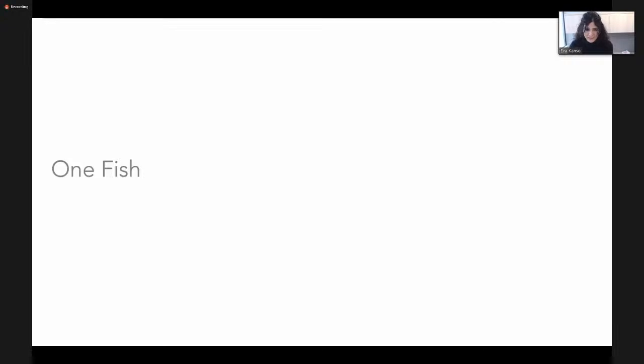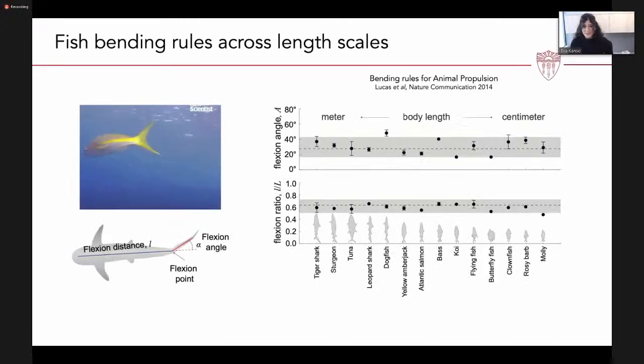So getting to my story, on one fish, the first story in my title. This is work that's inspired by a study led by Jack Costello of Providence College, where in 2014 they looked at all animal propulsors, or all surfaces that interact with the fluid, whether it's birds or fish or all organisms that interact with the fluid to move. And what they noticed is that there is a universal bending rule: all of these animals bend their propulsive surface at about 1/3 from the distal tip. So that's where the bending happens, and the bending angle is about 30 degrees.